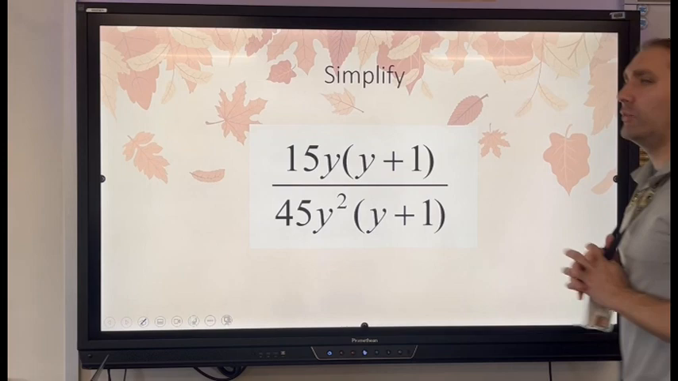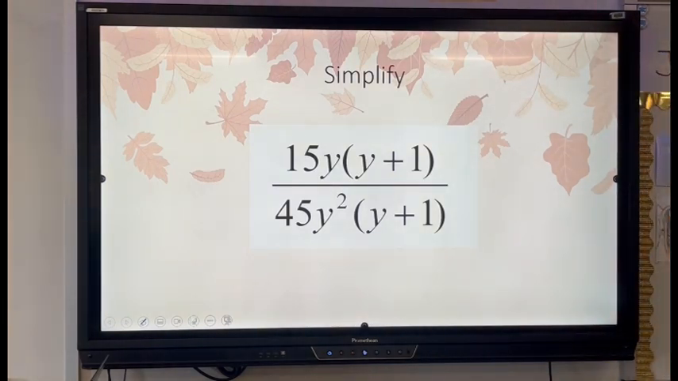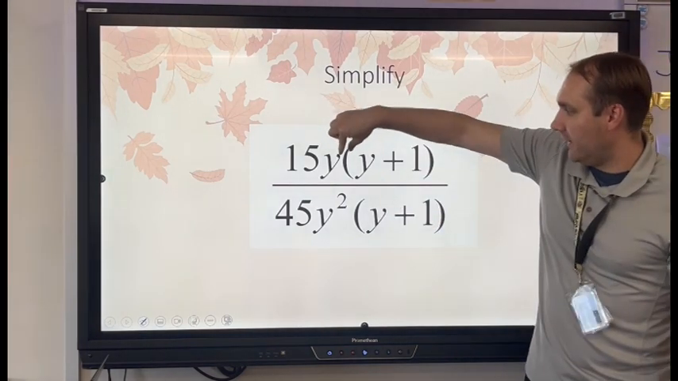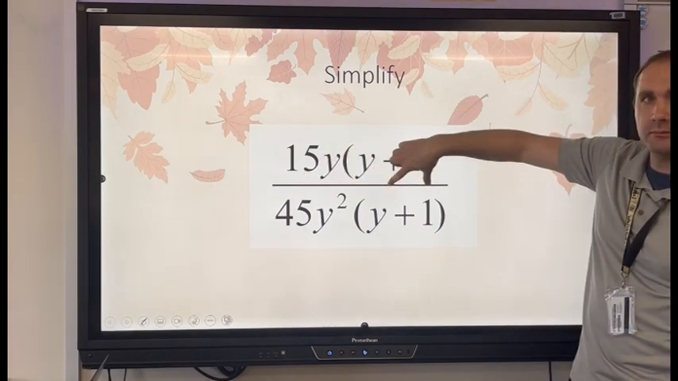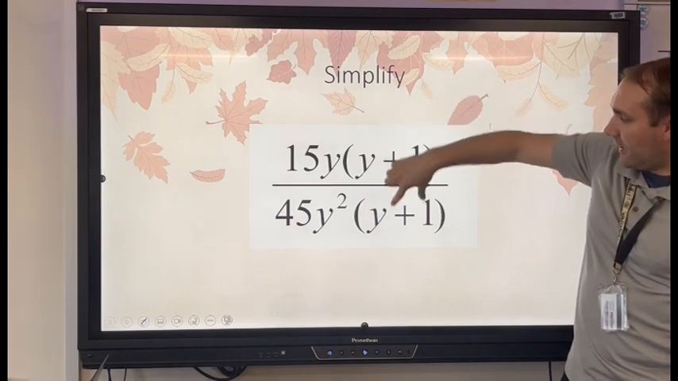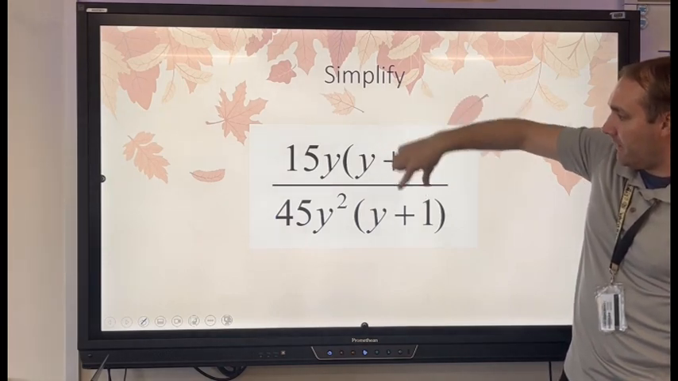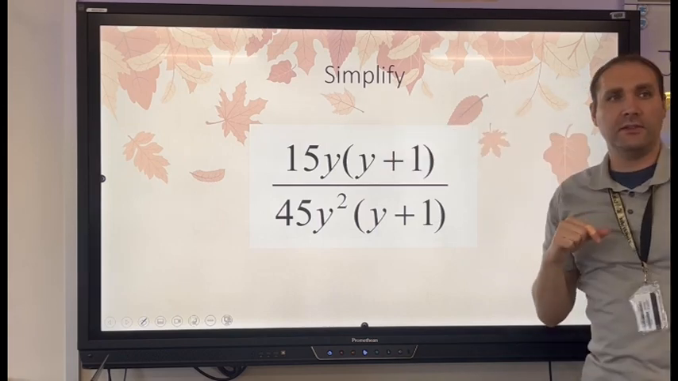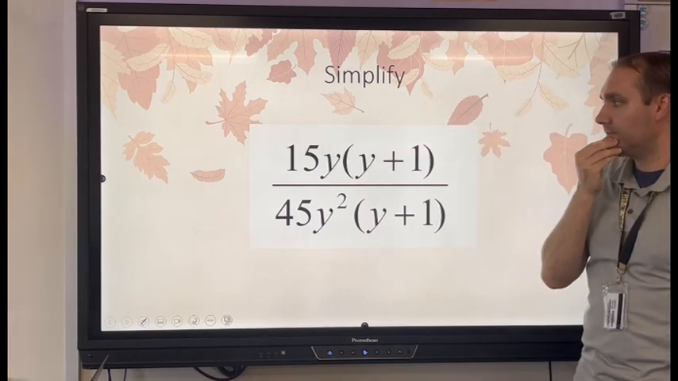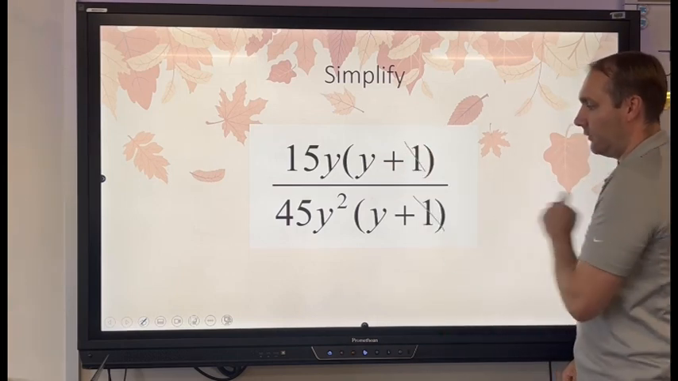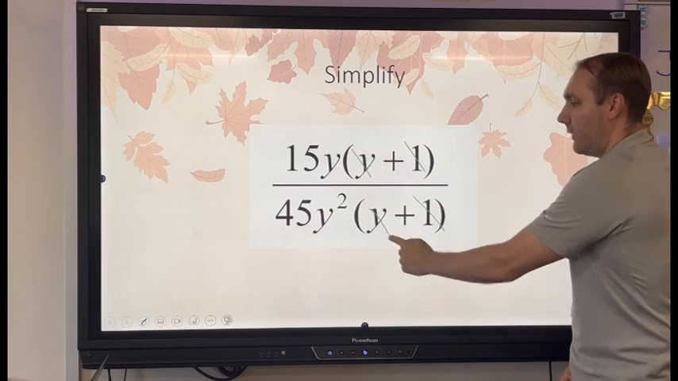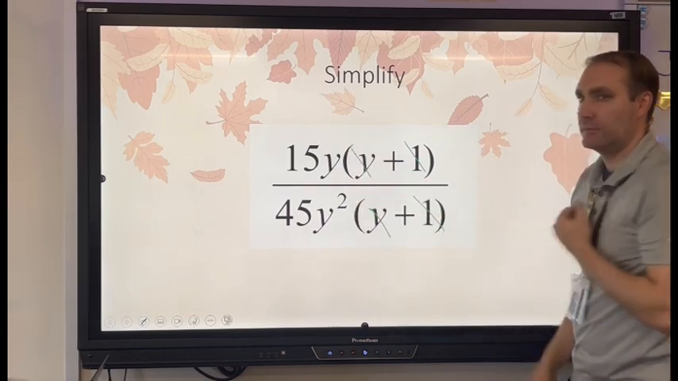Let's get into something we started doing before this unit, which was factoring. First off, let me put these in factored form already. So I have 15y times y plus 1 and 45y squared times y plus 1. Now notice, what I have that's the same on the top and the bottom is a y plus 1 factor, correct? Now here's a question I'm going to ask. Can I take these out individually and cancel this one with this one, and this y with this y? Or must they stay grouped together?